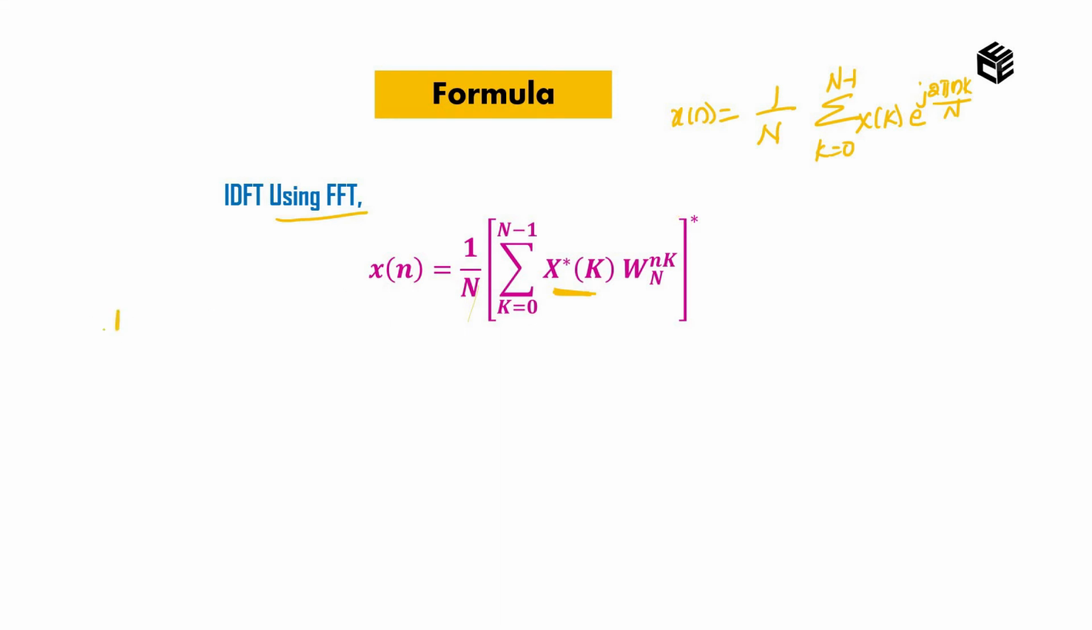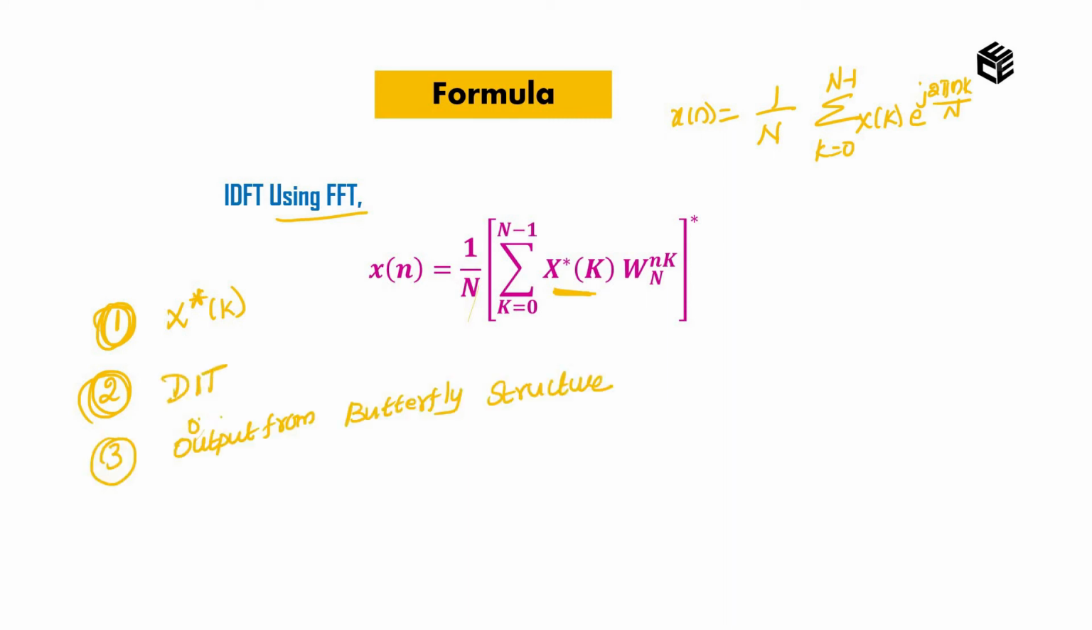Okay. So the steps are, the first step is we need to find what is x conjugate of k. Okay. And the second step is we need to perform DIT. Okay. And the third step is we will find the overall output from the butterfly structure. The fourth step is we will take the conjugate of the output obtained from the butterfly structure and divide by the N value. Understood? You will understand once we solve the problem.